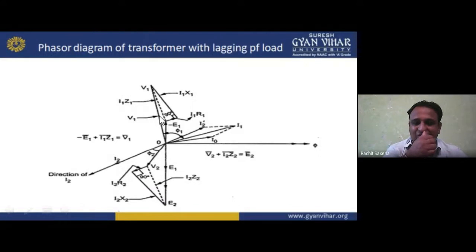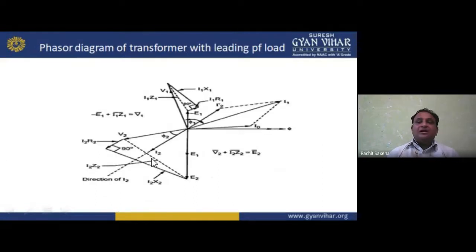This is similar for the primary side, but it differs from the secondary side due to lagging, leading or unity. Lagging means we have an inductive load, so we can make a phasor like this. Similarly, if I want to make a phasor for leading, leading means capacitive. Leading means, my dear students, capacitive.